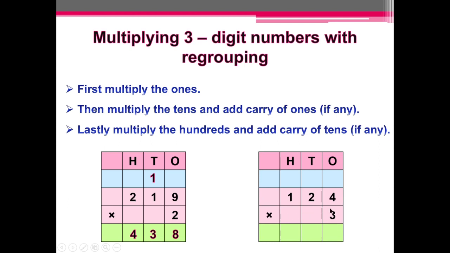124 multiplied by 3. Firstly, 4 multiplied by 3 is equal to 12. We'll write 2 here and we'll write 1 here as carry of 1. Now, 2 multiplied by 3 is equal to 6. 6 plus 1, 7. Lastly, 1 multiplied by 3 is equal to, come on, tell me everyone. Yes, 3. Do we have any carry? No. So we'll write 3 here. So 124 multiplied by 3 is equal to 372.